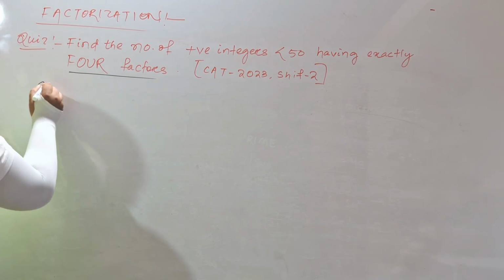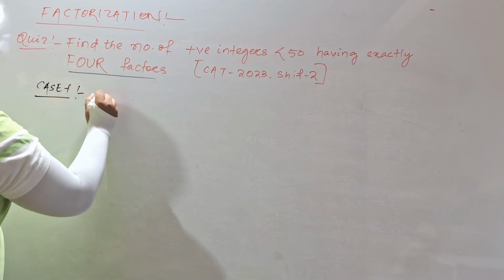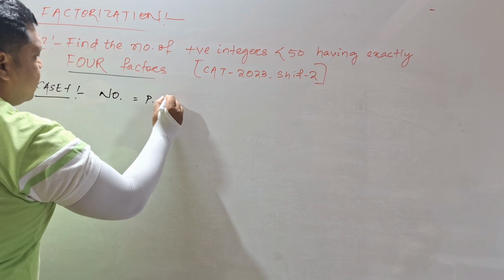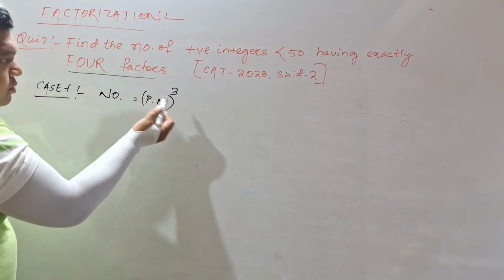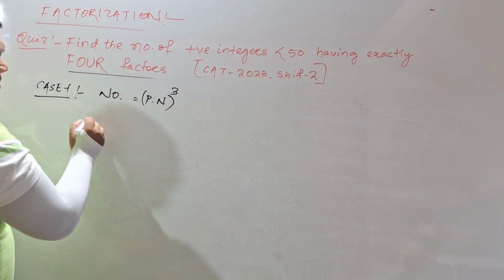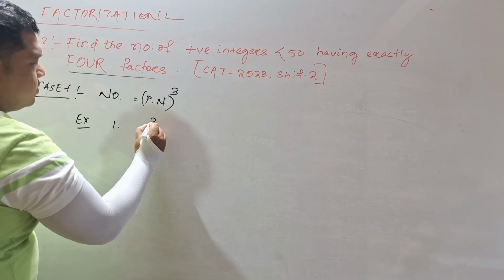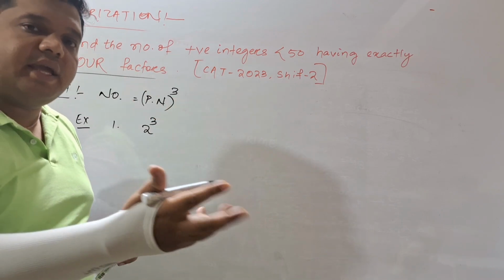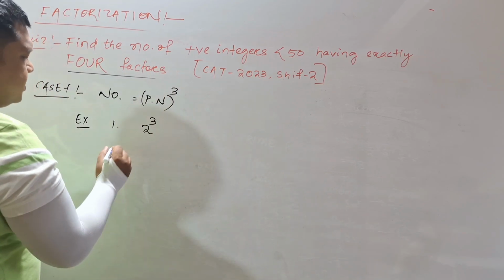How will I explain? I make 2 cases. Case number 1: if I write down the number, it is equal to any prime number to the power 3. Power 3 means, how to find the number of factors? Power plus 1, so 4 factors are there. Example: first, if I write 2 cube, 8. 8 has how many factors? 1, 2, 4 and 8. 2 cube is possible. And 2 cube is 8, which is less than 50.